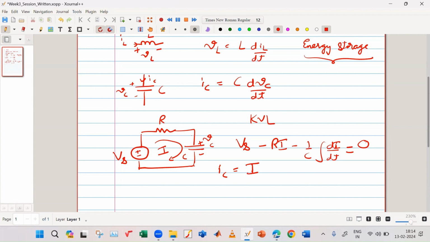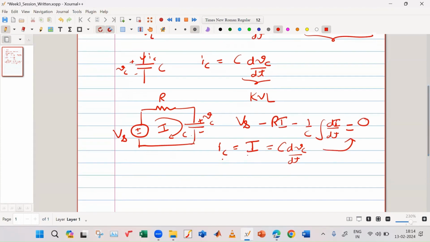Now I have one more piece of information. I know that the current through my capacitor is given by this equation. So I is equal to C into dVC upon dt. So I consider the equations of my capacitor and write it in this form. Now I substitute this in this equation. Wherever I is there, I substitute it by C into dVC by dt. So it will be Vs minus R, and I is substituted by C into dVC by dt. So Vs minus R C dVC upon dt minus 1 by C.